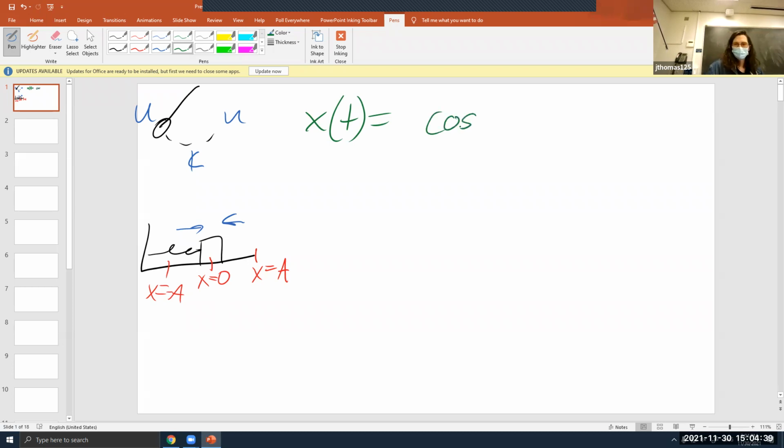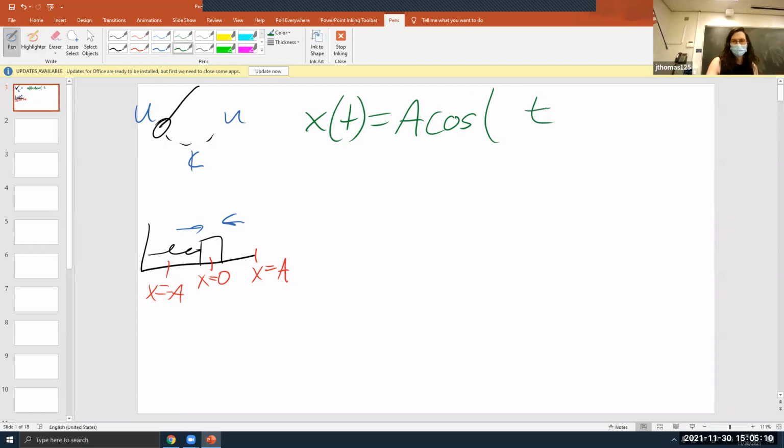And one thing to note is that our cosine function is going to oscillate between positive and negative one. We want it to go between positive and negative A. So all we need to do is just throw an A out in front of the cosine. Now we have a cosine function that's going to go between positive and negative A. Inside of the cosine function, we know we want cosine to vary with time. So we're going to have a time in there.